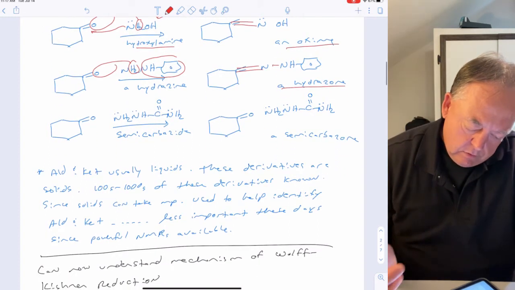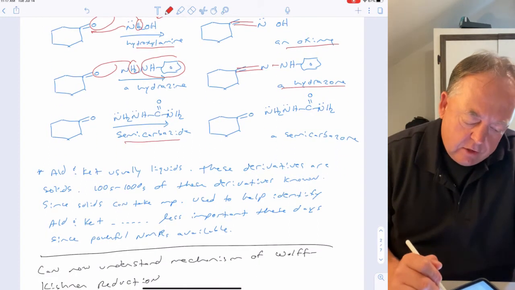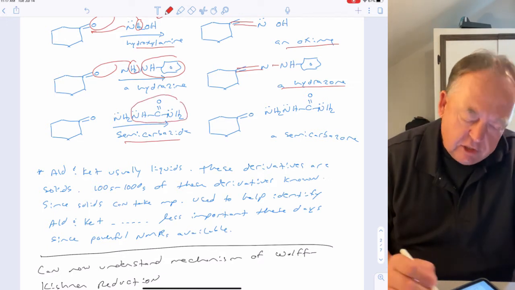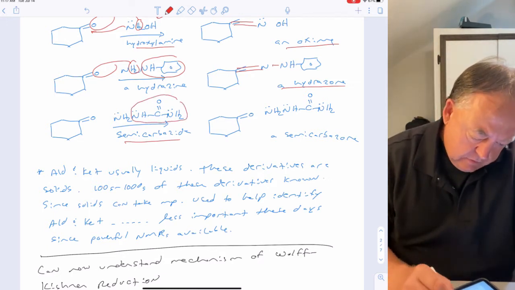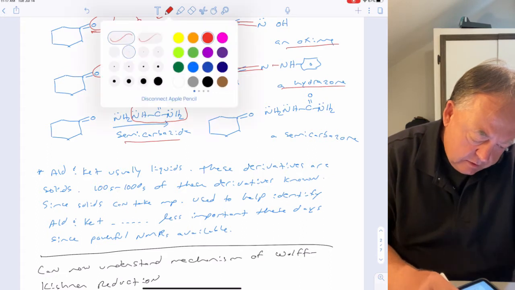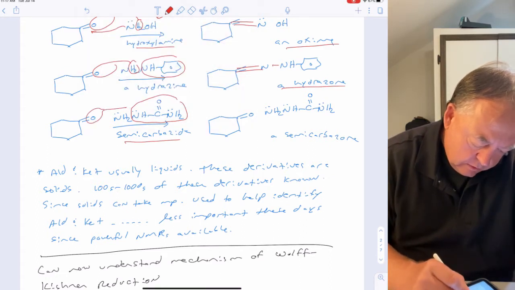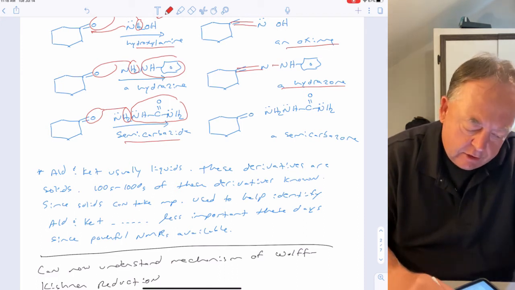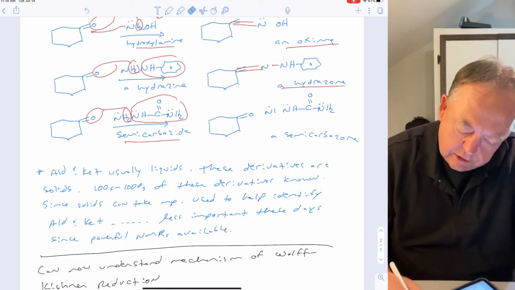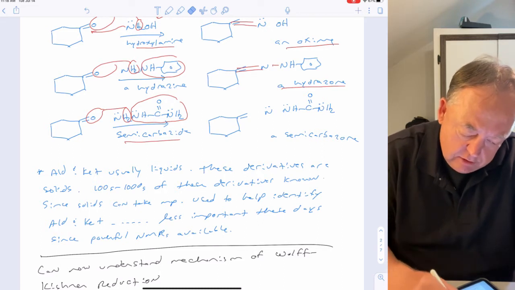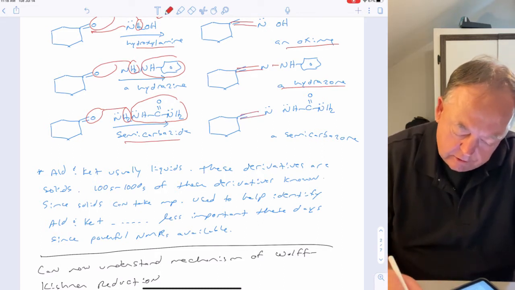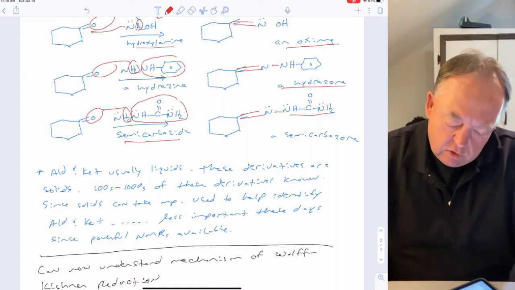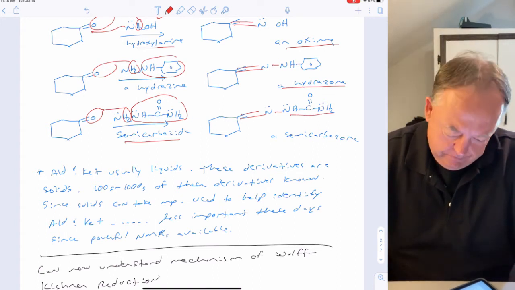Or you can start with what's called a semicarbazide, where basically now this part is just tagging along. Same concept: we're going to lose water, so we lose and double bond nitrogen to that carbon instead. We lose 2 hydrogens, we lose oxygen, and we have a double bond here instead, and this part is just tagging along. And that's what's called a semicarbazone.